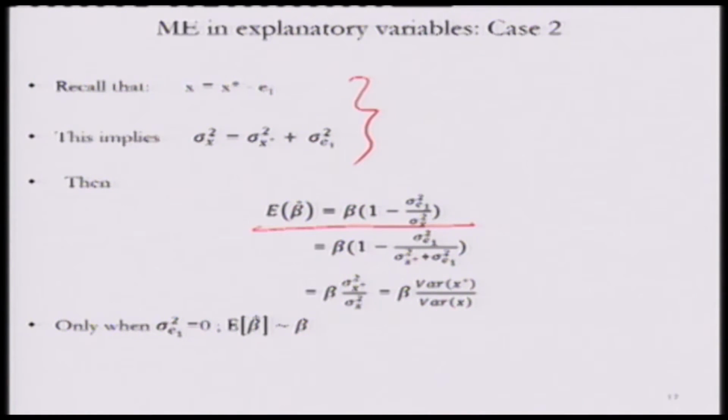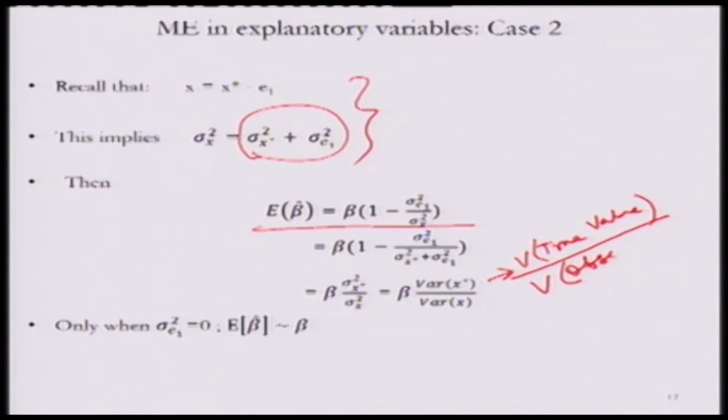And then we use this to once again simplify the expected value of beta hat to understand the extent of the bias, or the value of the bias to be more specific. What we have is we just replace the variance of x by the variance of x star and the variance of E1, and then if you just simplify this once again, what you are left with is beta times the variance of x star divided by the variance of x. So, what is this? This is basically the variance of the true value of x divided by the variance of the observed value of x.